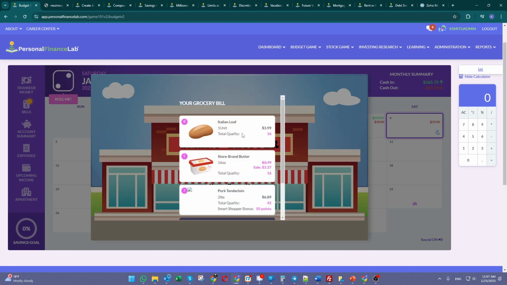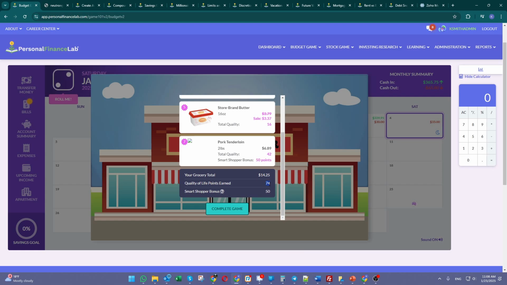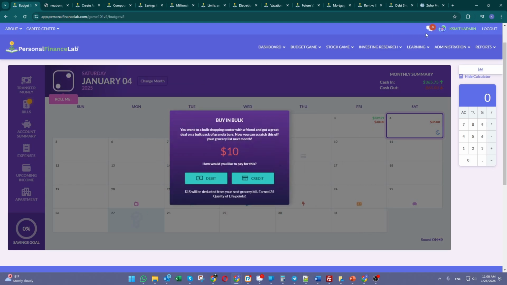And then I check out and I see how well I did. So it looks like the Italian loaf was not the best deal. One of the other ones was, because if you get the best deal, you'll get bonus points, a Smart Shopper bonus of 50 points. So at the end of this game, what I'm going to get is quality of life points, which is based on the quantity and quality of what I bought. So whatever I choose, I'll get some quality of life points for that. And the Smart Shopper bonus is bonus points if I was able to determine which was the best deal of the 3 options. So after that, I will continue the game.